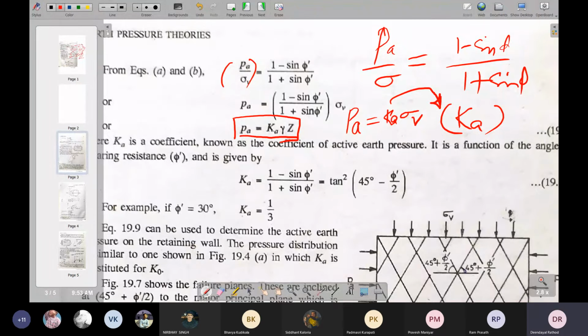So what is the Rankine active earth pressure? Same thing: you get the vertical pressure, and instead of K0, just put Ka. What is Ka? (1 minus sin phi) by (1 plus sin phi). What is K0? Just 1 minus sin phi. Suppose the phi value is 30 degrees here. What is Ka? 1 by 3. You will get 1 by 3.